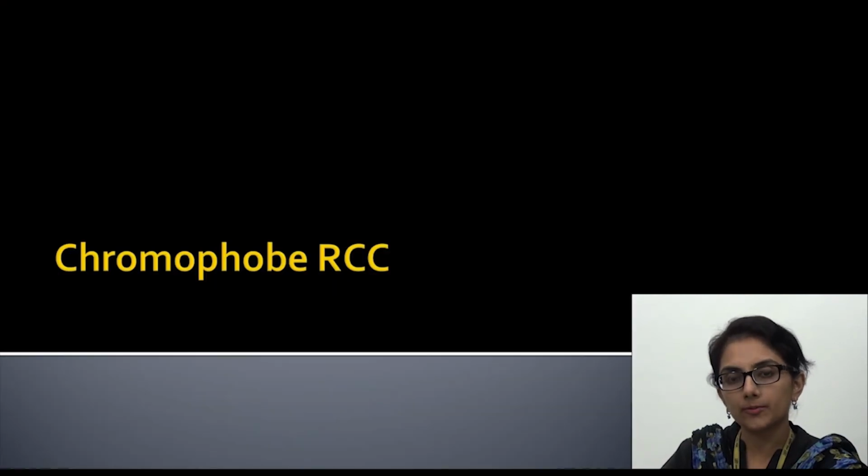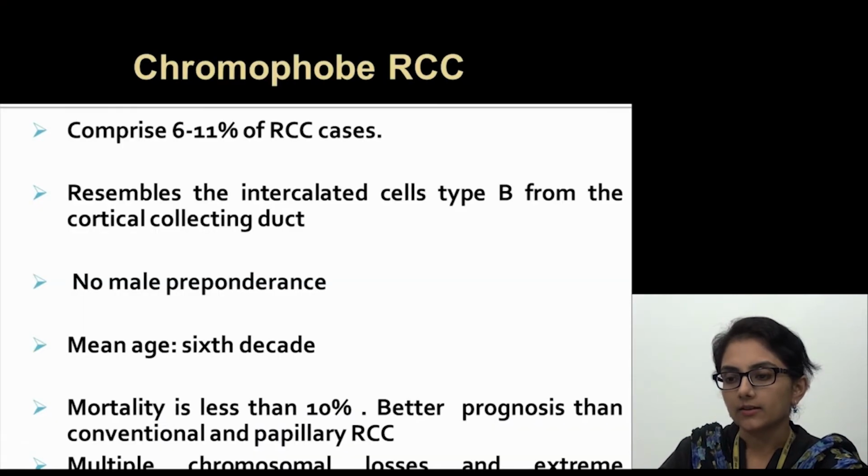Let's move on to chromophobe renal cell carcinoma. This comprises 6 to 11% of RCC cases. The cell of origin is thought to be from the intercalated cells of the collecting ducts. Males and females are equally affected. The mean age remains similar, and this has a better prognosis than both conventional as well as papillary renal cell tumors. In terms of genetics, multiple chromosomal losses and an extreme hypodiploidy is described, but no classical genetic mutations are described as is noted in conventional or papillary RCC.